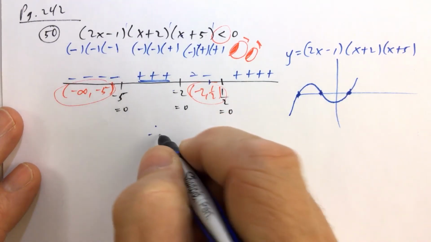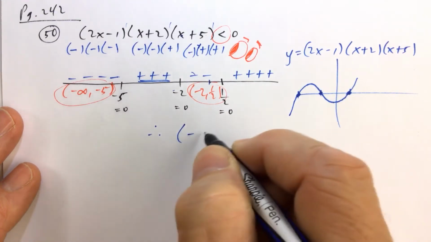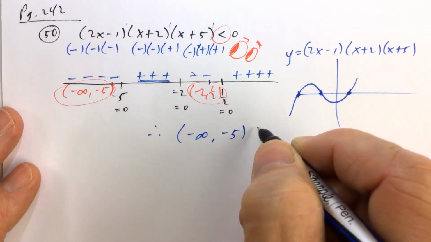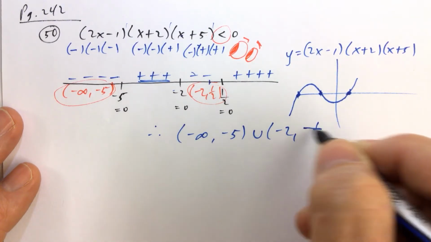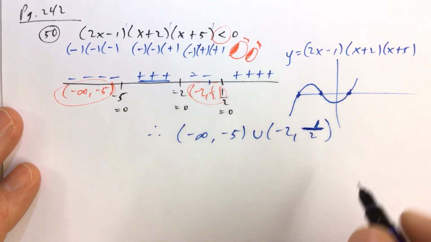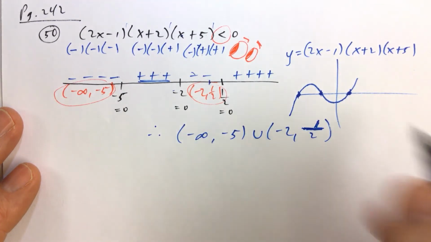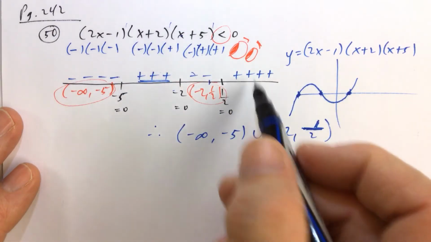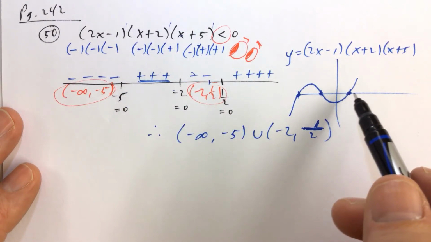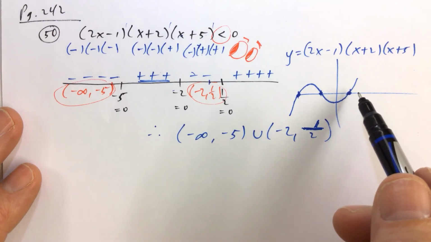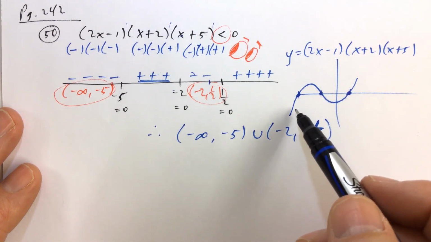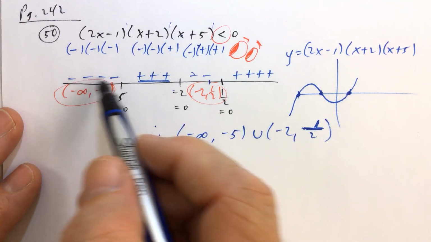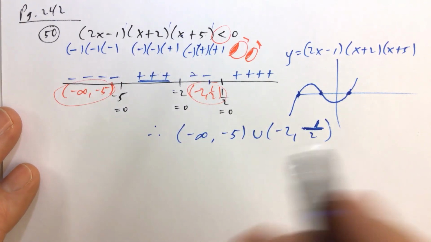And so, therefore, we say the solution is, again, all real numbers to the left of -5, combined with all real numbers between -2 and positive 1/2. And we can avoid having to do the sign chart if you could just draw the graph quickly and notice that the graph being under the x-axis means the function is negative, and so therefore the product of all the factors is negative. That's it.